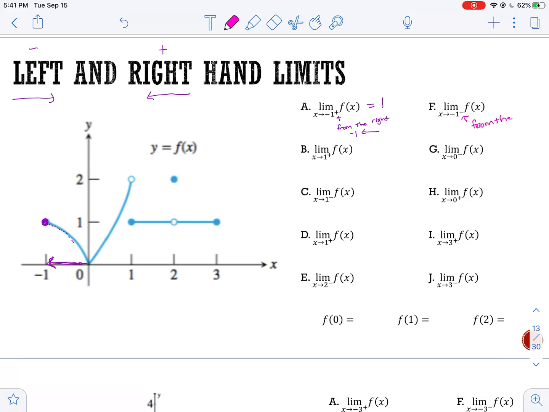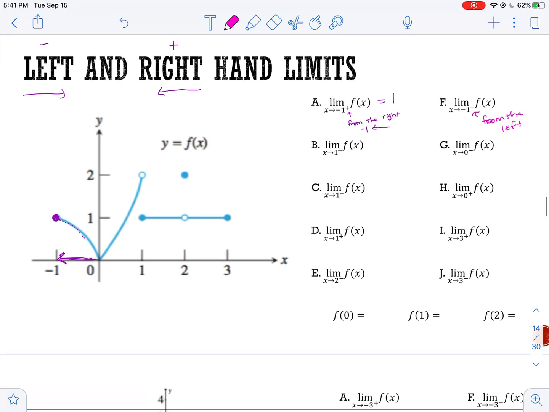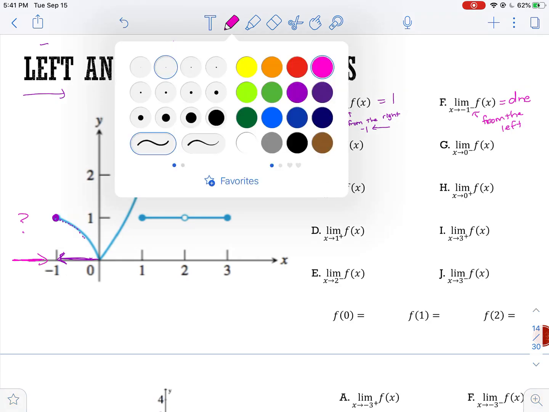If we want the left-hand limit, so the one right next door, so with that little negative sign, this would be from the left. And so this would be the left-hand limit. Well, coming from the left side of -1, there's nothing there. The graph isn't connected on the left-hand side of -1, so that limit does not exist.